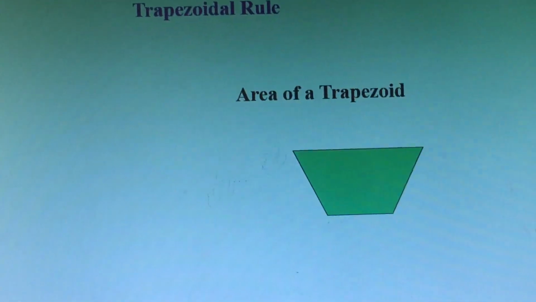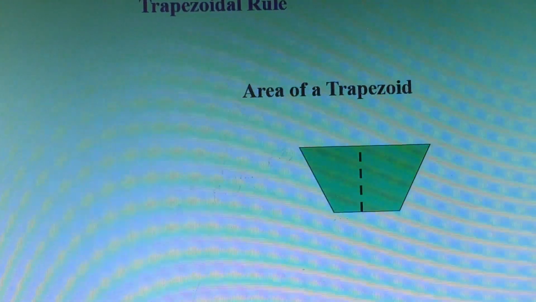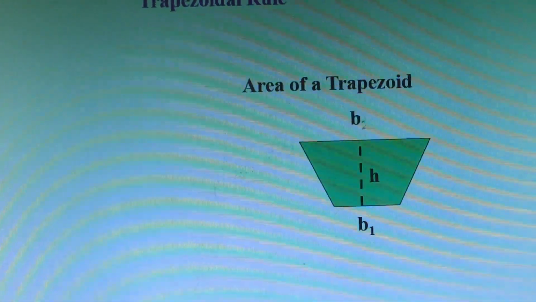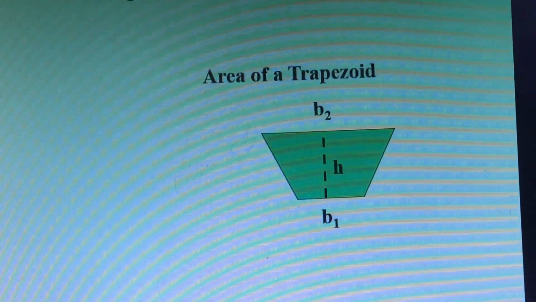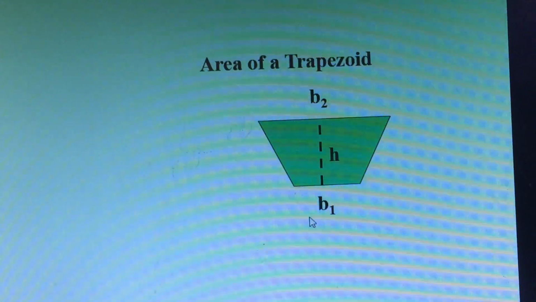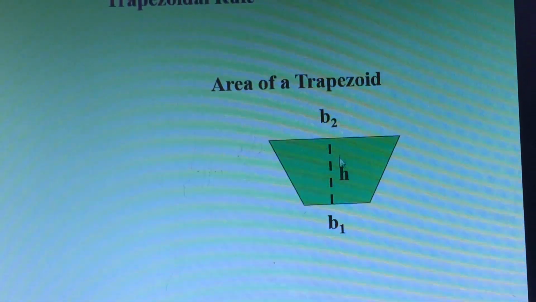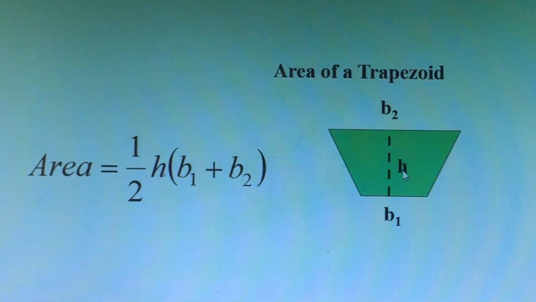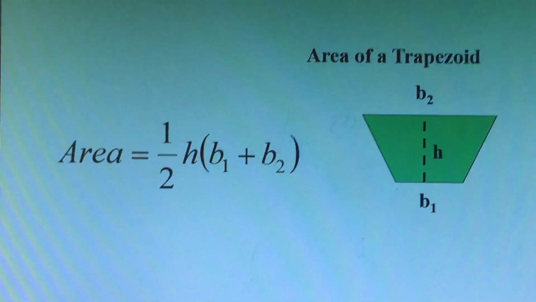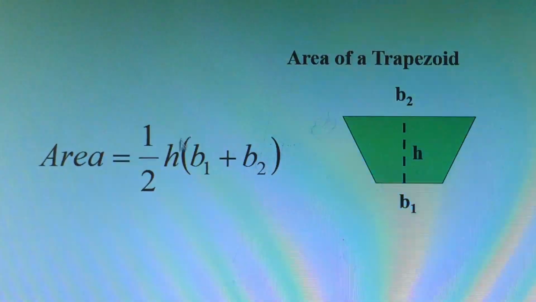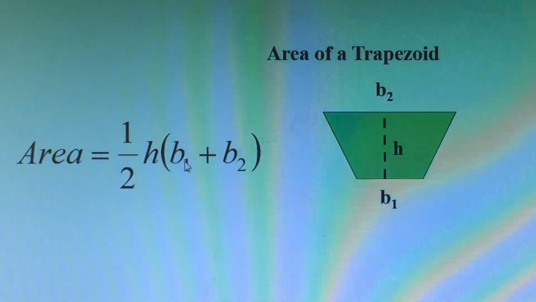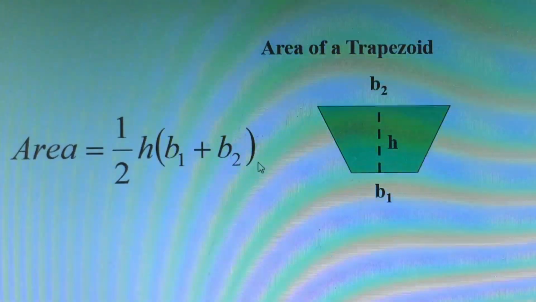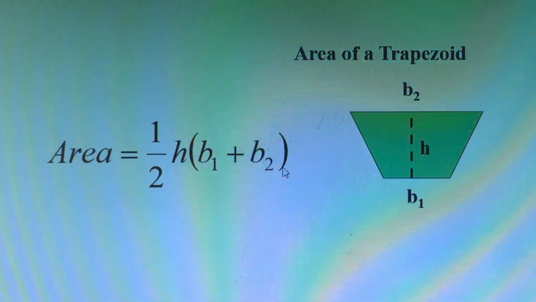A trapezoid looks like this. See here two parallel bases, B1 and B2, and the distance between the two bases is h. The area of a trapezoid is a half times h times the sum of the bases, B1 plus B2.